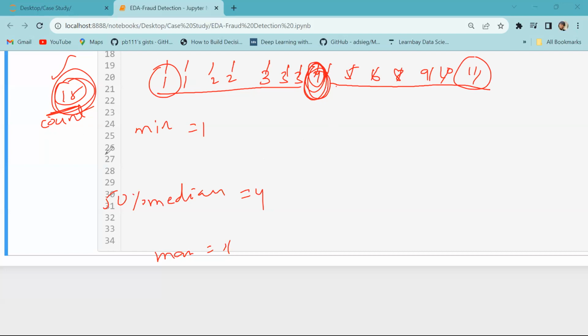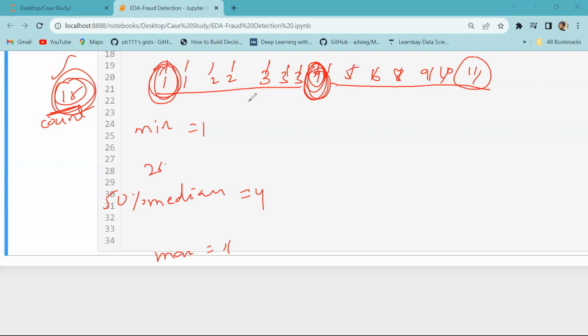Median means when we arrange the data in sorted order, the middle number is the median. If it is an even count, then the average of the middle two numbers is the median. If the count is odd, exactly the middle term is the median. That means the 50th percentile. Now I'm talking about the 25th percentile of the data.